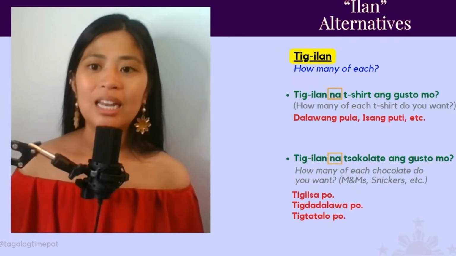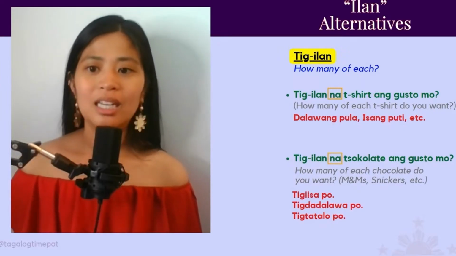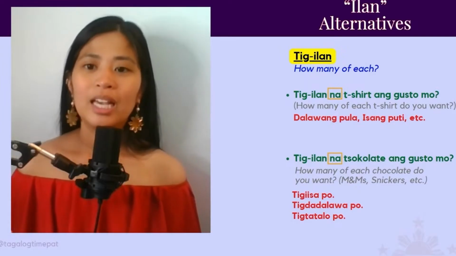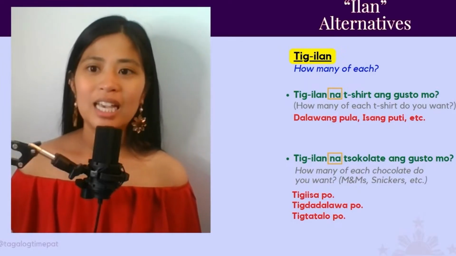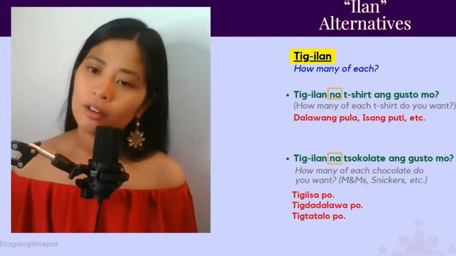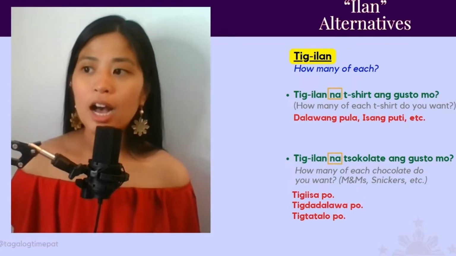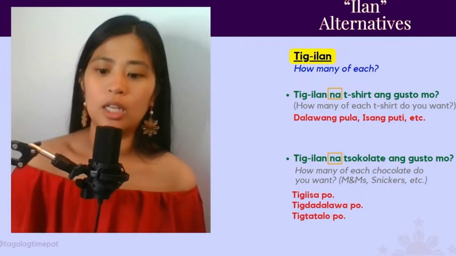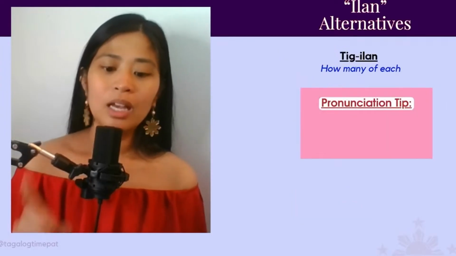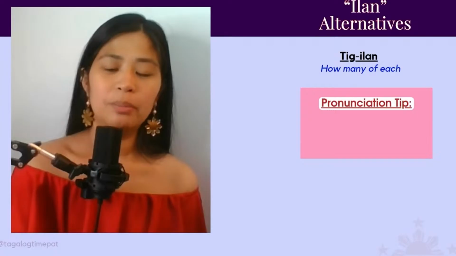So tig ilan na t-shirt, tig ilan na chocolate. And in this case, na is translating as of. How many of each t-shirt, how many of each chocolate do you want? And then just a pronunciation tip here.